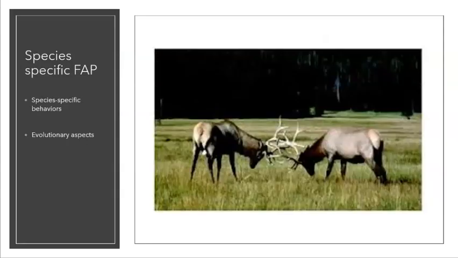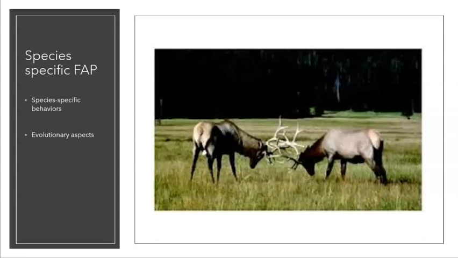And then, of course, there are some species-specific FAPs. These are species-specific behaviors. These behaviors only occur in certain species, and they're going to occur within the species. It's not going to be cat versus dog. It's going to be cat versus cat, or dog versus dog.